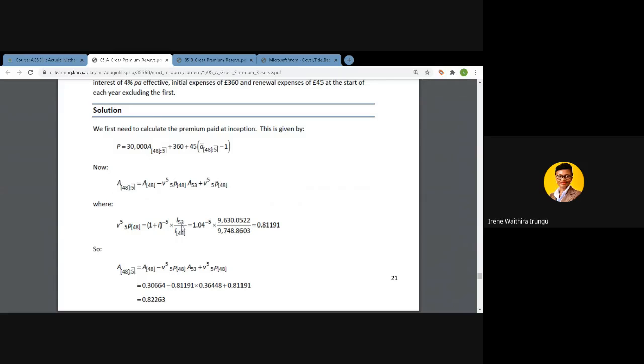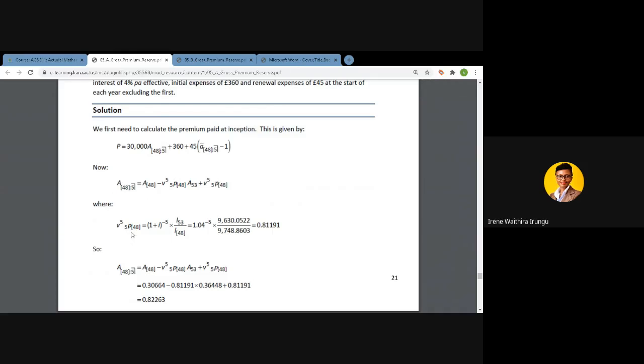But our L(x+n) will not be L53 select, but rather it will simply be L53. However, assuming we were looking for P48, the probability that a 48-year-old select survives to age 49, then in that case, our numerator here would be L48 select plus 1. Simply because, again, our select duration for the AM92 tables is 2.